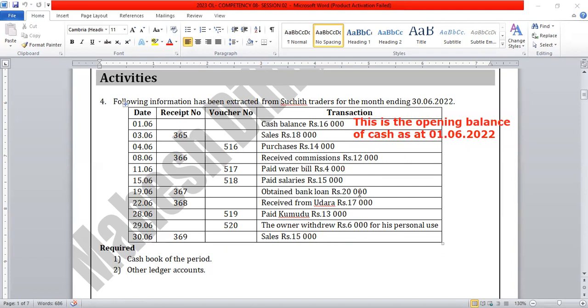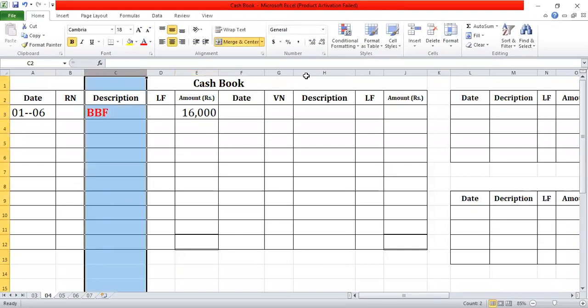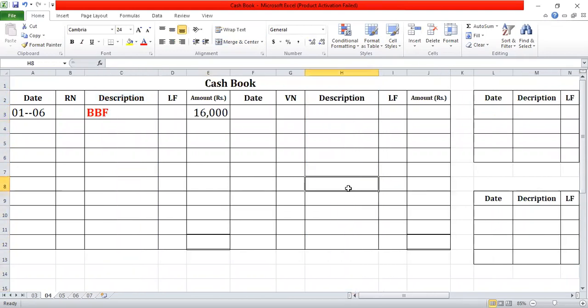Okay, good. Now what we have to do now? I'm going to erase this. I'm taking you to the answers script again. Date is 1st of June. Write it down. And do you know, this is denoted in the cash book as balance brought forward. That means this is the closing balance of the last month. How much is the value? It is 16,000. Write it down.